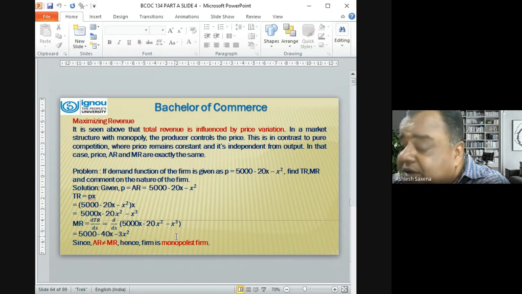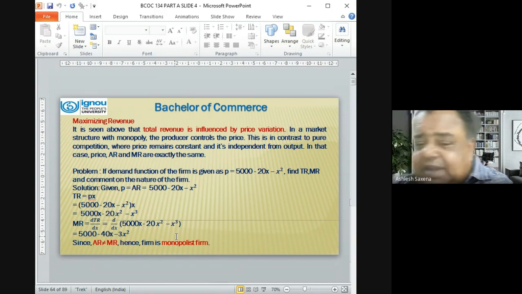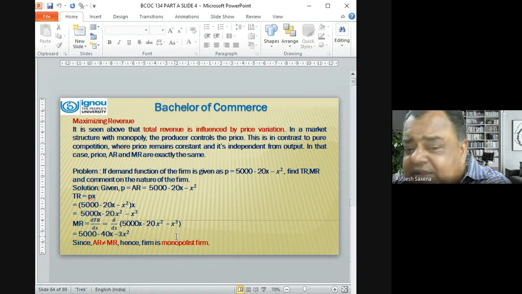You have to calculate marginal revenue, so differentiate it. You will get 5,000 minus 40x minus 3x squared. Here you can see that average revenue is not equal to marginal revenue. That means this is a case of a monopolistic firm.